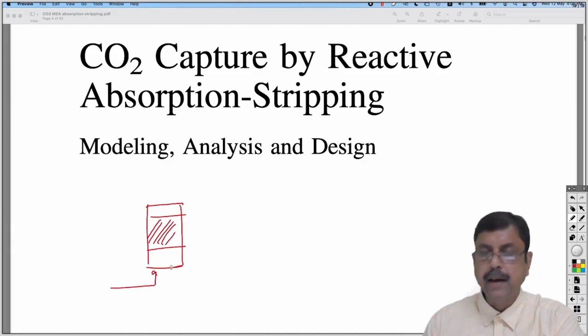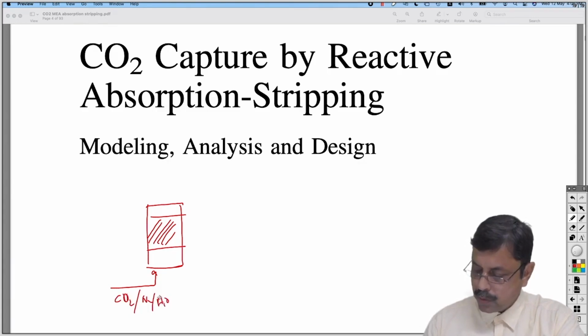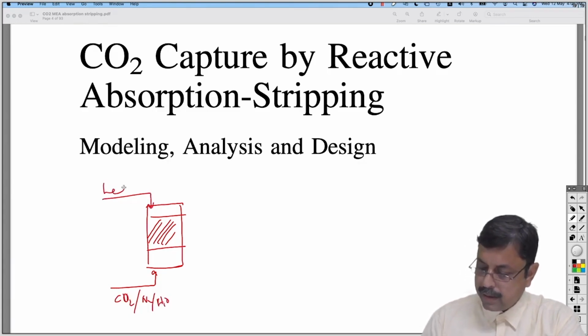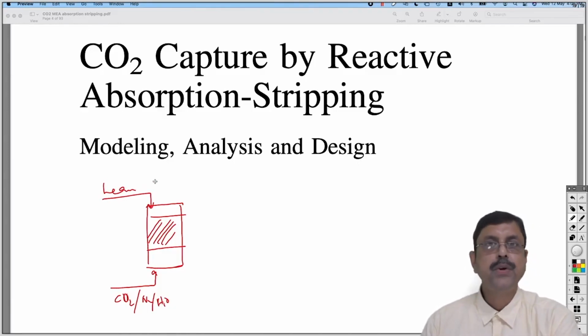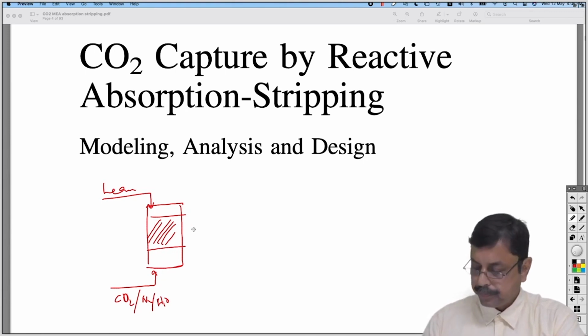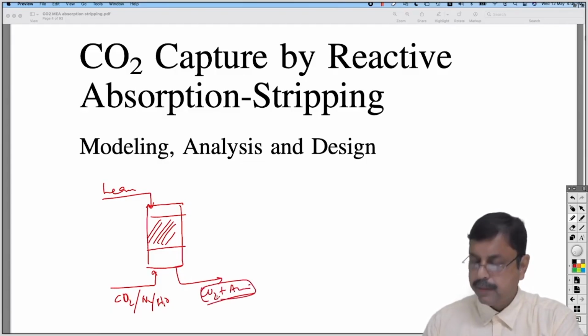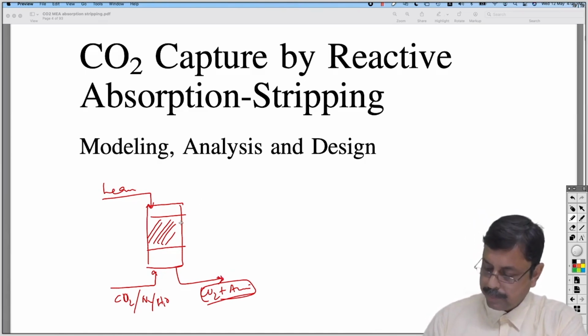Flue gas is passed through the bottom, so it will have a combination of CO2, N2 and H2O. And lean amine, that means amine free of CO2, will be poured from the top and they will react with each other. And the rich amine, that means amine plus CO2, mostly CO2 will be there in compound form. That will come out from the bottom of the absorption column.